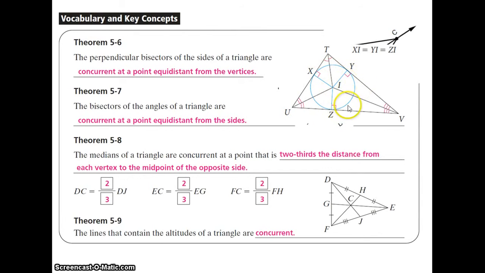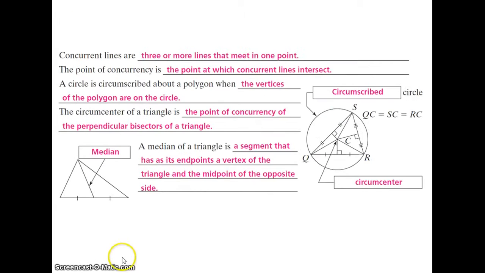and this is what's called an inscribed circle. The medians of a triangle are concurrent at a point that is 2/3 the distance from each vertex to the midpoint of the opposite side. That's this example over here. All of these are exactly 2/3 of the way away from each other. So D to J, to DC is 2/3 of the way, C to J is the other 1/3 of the way, and you can use that to find the centroid of a triangle.